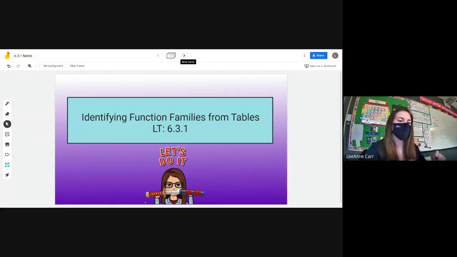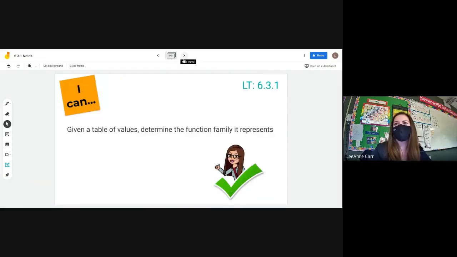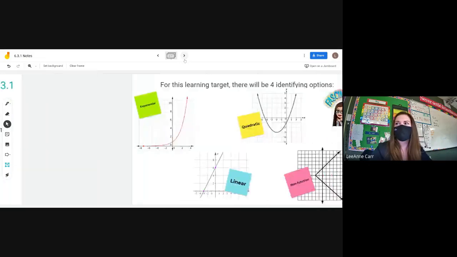All right, everybody. So we have looked before at identifying function families from a graph. Today, we're going to look at identifying a couple function families from a table. So I have an I can statement for you. It says I can, given a table of values, determine the function family it represents. So again, rather than seeing a picture of a function, you are going to be looking at some X and Y values in a table.